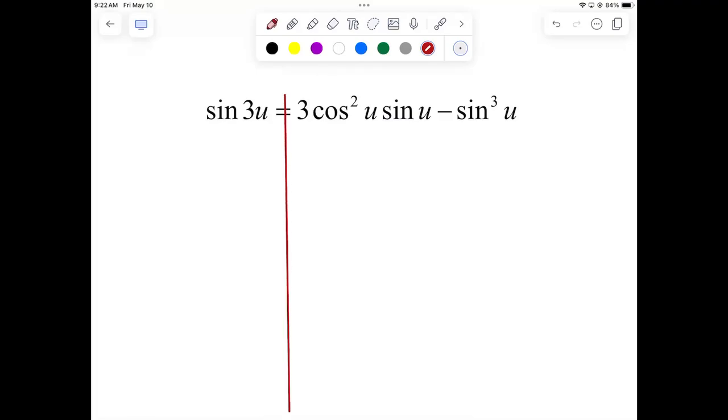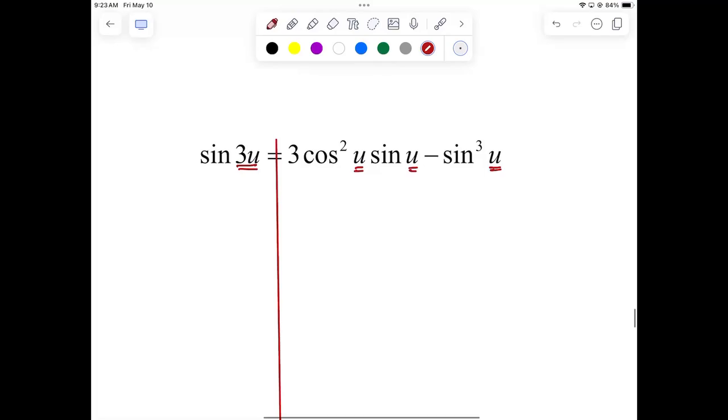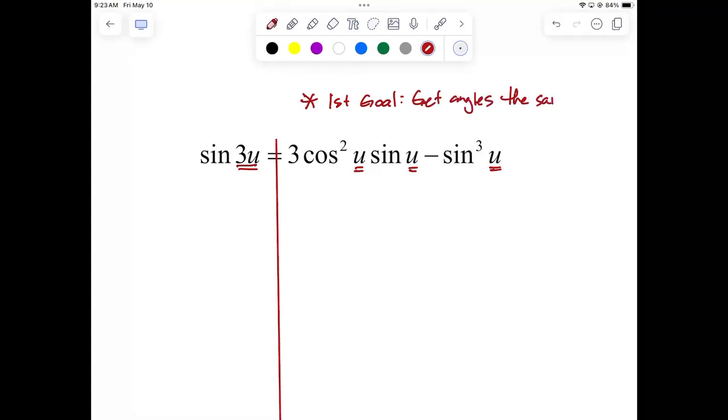All right, let's prove this one. Last one. Last new question of the year. We draw a line down the middle. What side do you want to start on? Left or right? Right. Okay, now if we start on the right, notice we have angles that are different, and on the left, we have a 3u. Your first goal is to get the angles the same. If your angles are not the same, then you can't really use the identities to match one with the other.